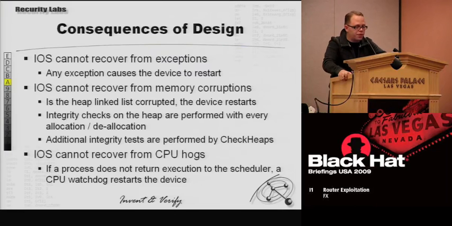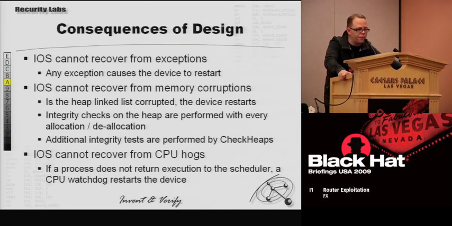They cannot recover from corruptions in the heap because they have one. If that is corrupted, they need to reboot. They have integrity checks going over the heap all the time, making sure that it's not corrupt, because if it's corrupt, stuff is really gonna break. And they can't recover from CPU hogs. If one process doesn't pass execution back to the scheduler, then the machine needs to be killed because, well, they don't know what the process is doing and they can't kill the process. Remember Windows 95? Yeah.